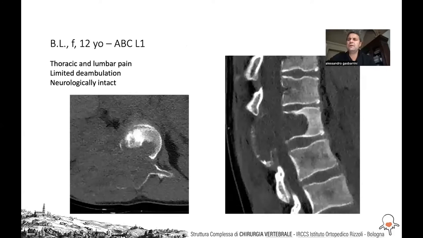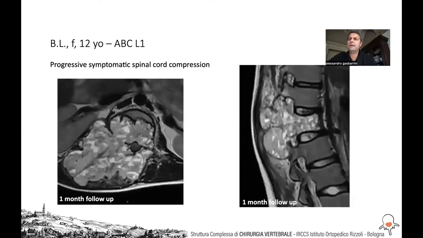This patient, 12 years old with aneurysmal cyst of L1, was affected by thoracolumbar pain and poor ambulation; no neurological deficit was present. She was previously treated with 2 selective arterial embolizations. Then at 1 month of follow-up, clinically a progressive spinal cord compression was present, and in MRI an increment of the cyst was detected. Corpectomy of L1 is indicated with an additional filling of bone marrow aspirate and hydroxyapatite scaffold.